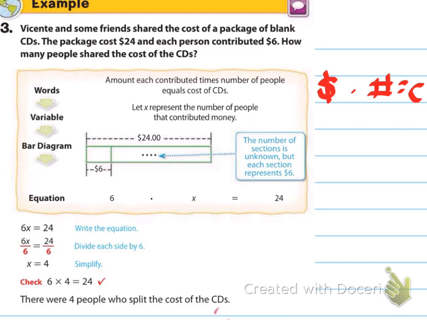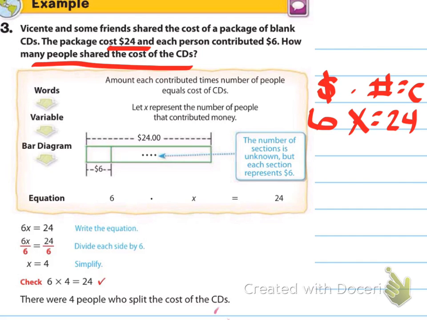So the money that each person contributed was $6. The thing that we don't know is how many people contributed. So we're going to call that a variable, x. And then the total cost was $24 because we've got that right here. All right. So we have 6x equals 24.